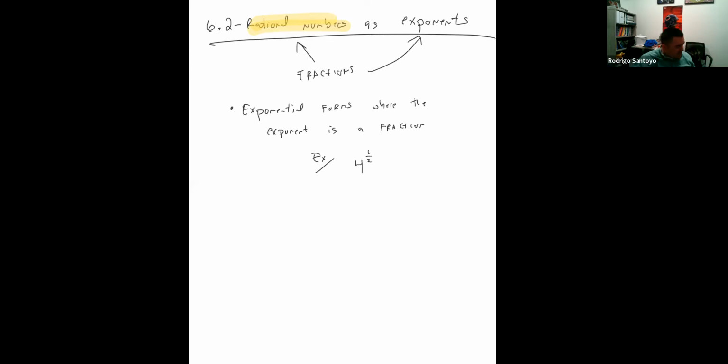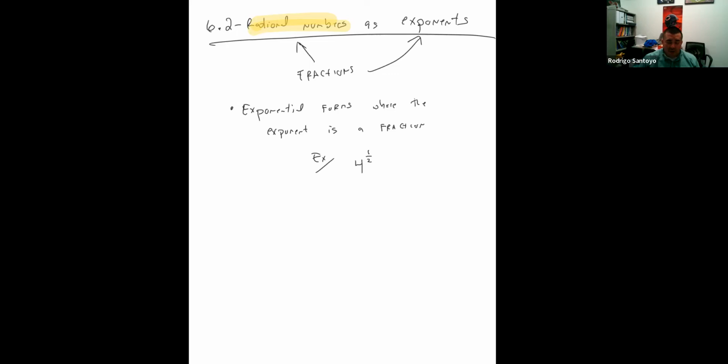So this is the material we're going to be looking at in this 6.2 section: exponential forms where the exponent is a fraction. And believe it or not, this is something we can actually simplify. You can put a problem like this in your calculator and get an answer, but we can also do this without a calculator. And that's what we're going to start with today.